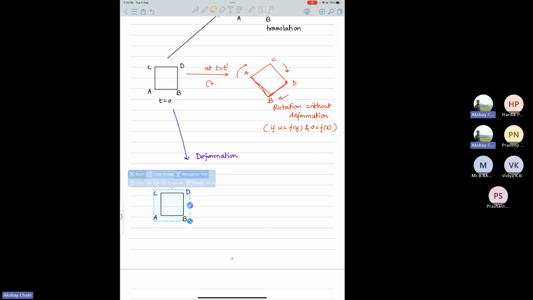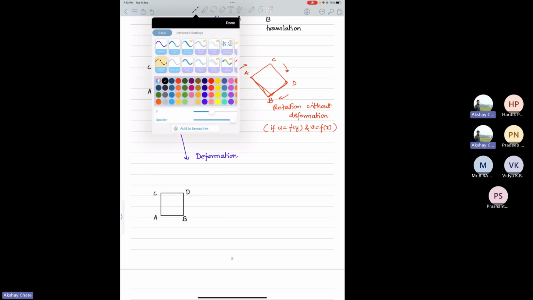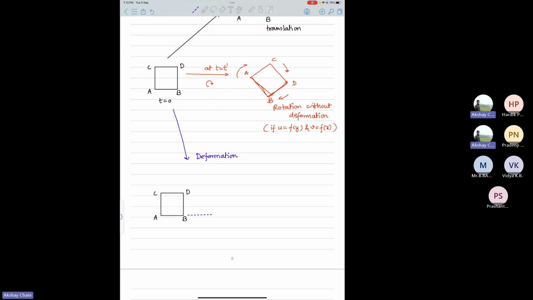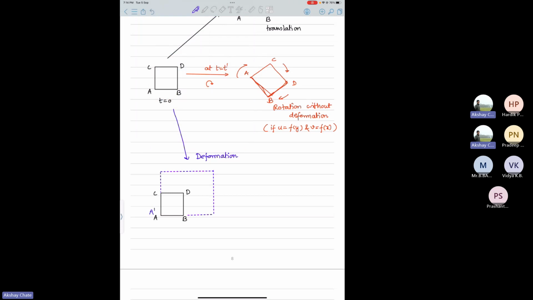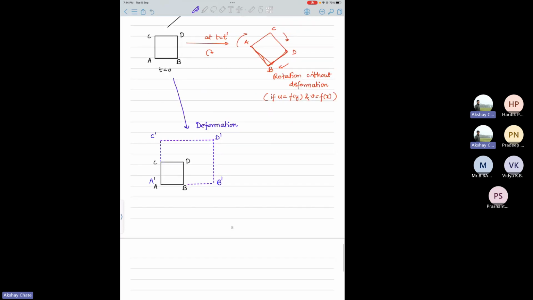So this was your original domain, right? So what can happen? It may get deformed like this. Then this point is still A dash, B dash, C dash, D dash. So here the deformation is along the principal axis, which is x and y.